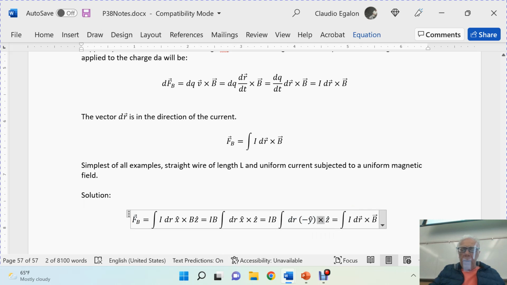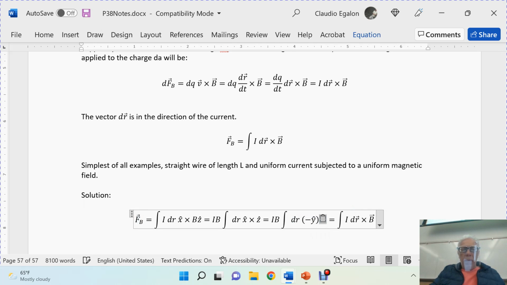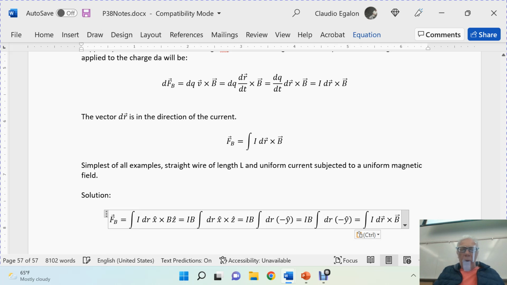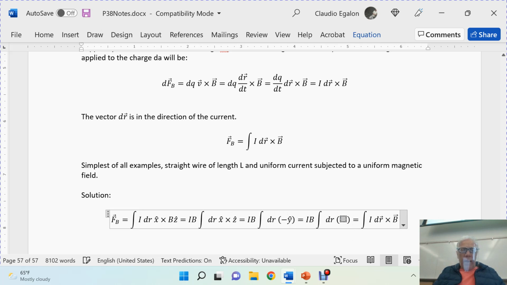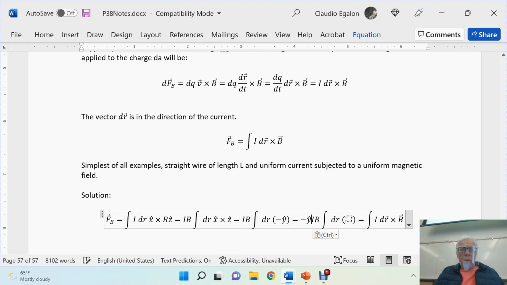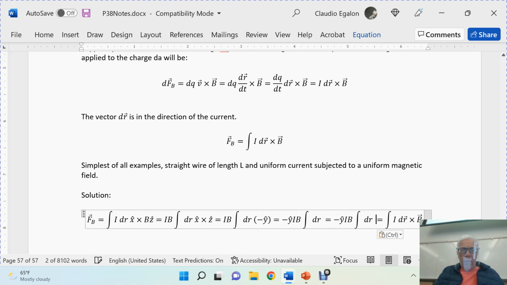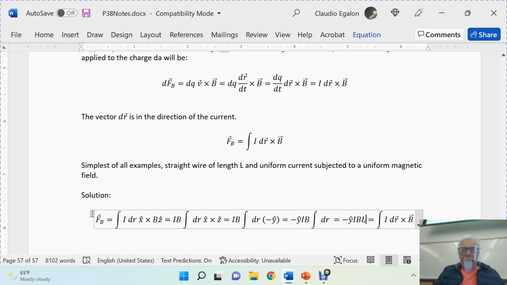Integrate over the wire. The y hat can be taken out of the integral because it's a uniform vector. And finally, we get the length of the wire, L. That's the magnetic force in the wire.